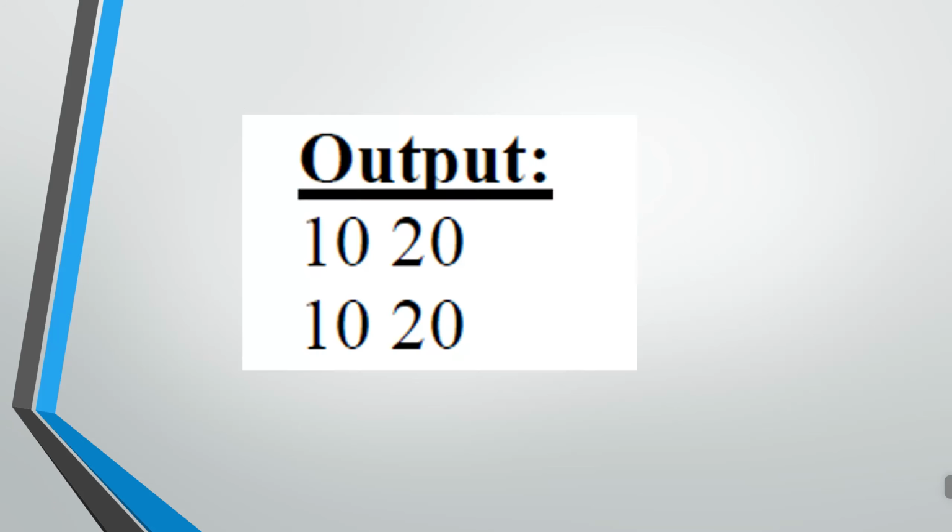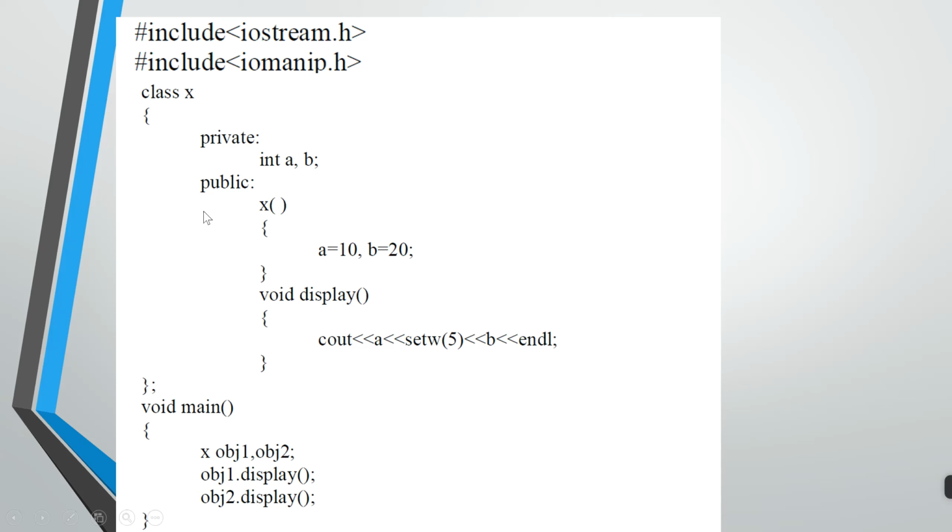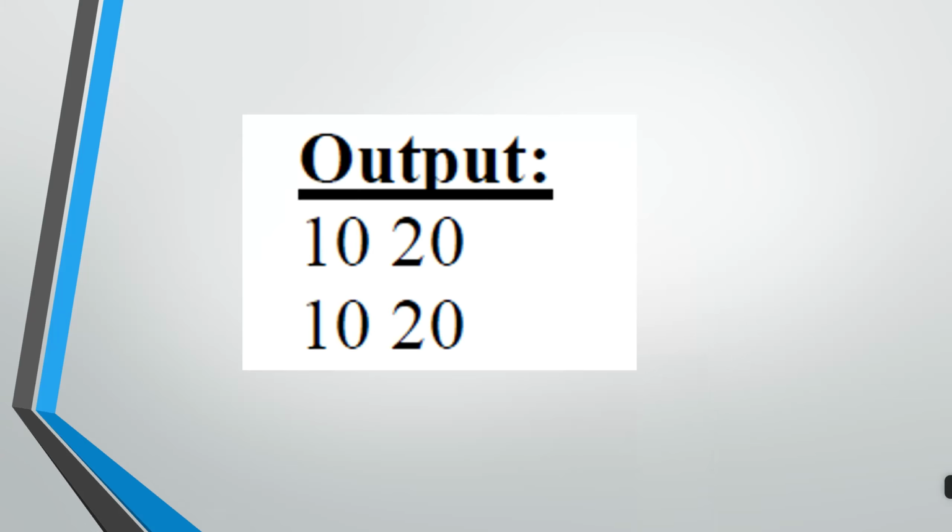So the drawback, whatever we see over here, object 1 as well as object 2 are initialized to the same value. Object 1 dot A became 10, object 1 dot B became 20, object 2 dot A became 10, object 2 dot B became 20. So same value. If I declare one more, let us say object 3, object 3 dot A also becomes 10, object 3 dot B also becomes 20. That means a common value will be shared to all the objects.